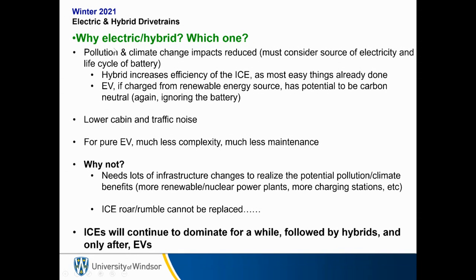Now, why shouldn't we have electric or hybrid vehicles? Well, it needs lots of infrastructure changes to realize the potential pollution/climate benefits. So in order to get to those benefits, we need much more renewable energy sources. That means we need new renewable energy or nuclear power plants. This costs time and money and energy to build. We also need more charging stations. This costs time and energy. When we use energy, we emit carbon dioxide, et cetera. So there's tons of infrastructure that needs to be changed.